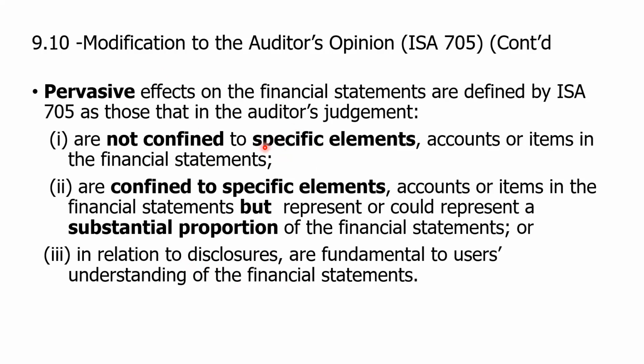It is not confined to specific elements. Even if it's confined to specific elements, those elements represent a substantial portion of the entire financial statement as a whole, or whatever the issue is in relation to a disclosure that is fundamental to the user's understanding. When this happens, then we say it is both material and pervasive.